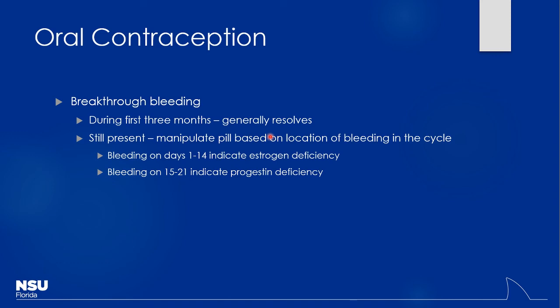If they're having breakthrough bleeding, depending on when it's occurring, you may be able to adjust the dose of your drugs to address this. So for instance, during the first 3 months, it generally resolves on its own, right? The body's getting kind of used to having these extra hormones around. It will have some adjustment period, and that's why that first missed withdrawal bleeding may not be that big of a concern as you get used to it through the first 3 months. If it's still present after then, you can consider where the bleeding is occurring in the cycle and adjust your doses accordingly.